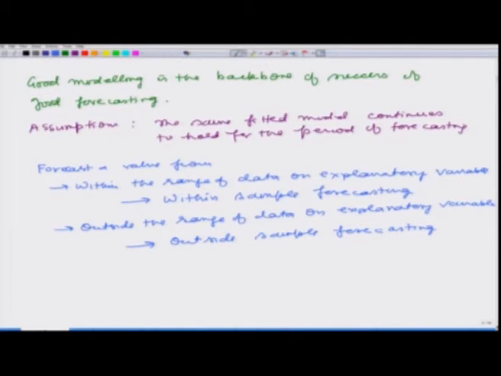So, let us try to understand this concept of within sample and outside sample using the linear regression model in a little more detail. We consider here a model y equal to x beta plus epsilon, where y is an n cross 1 vector, x is an n cross k matrix, beta is a k cross 1 vector, and epsilon is an n cross 1 vector.